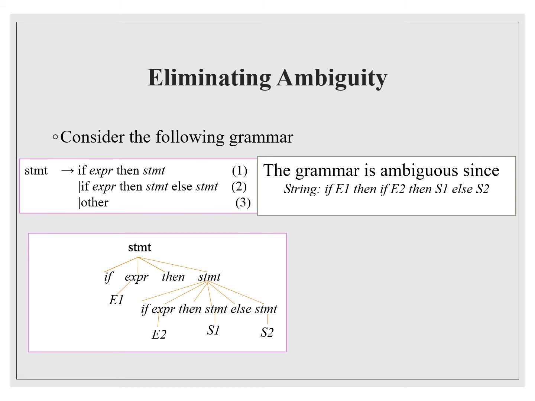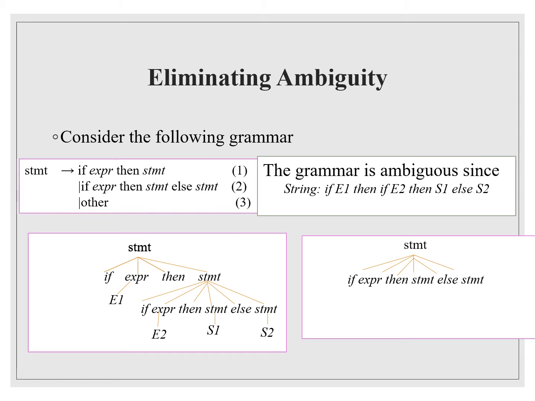Is it possible to construct another parse tree for the same string? Let us try. Why do we have to select the first rule for the statement? Let us select the second rule. So what is that second rule? If expression then statement else statement. So now for the statement, let us select the first rule: if expression then statement. Now expression is replaced with E1, E2, S1, S2. So if E1 then if E2 then S1 else S2. Here also, if E1 then if E2 then S1 else S2. Same, right? Okay, for the given string we have two parse trees.